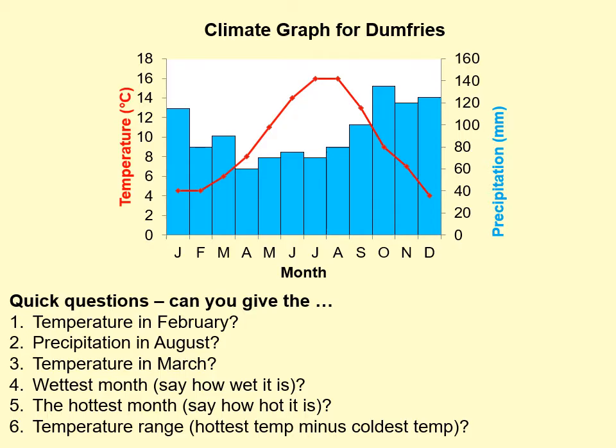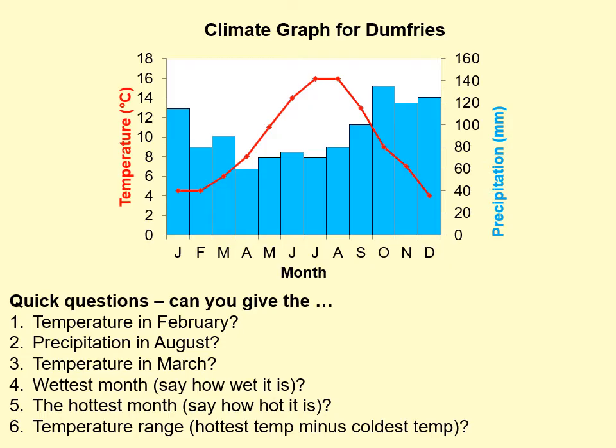Okay, time to have a look at what the answers were then. So quick question 1 says, what is the temperature in February? Now you need to make sure that you find the red line for February and that you read off to the left hand side of the graph, and the temperature for February is 4.5 degrees Celsius. Maybe a little bit tricky, so if you said 5 degrees Celsius, you can give yourself a mark there. If you didn't put the units, do not give yourself a mark.